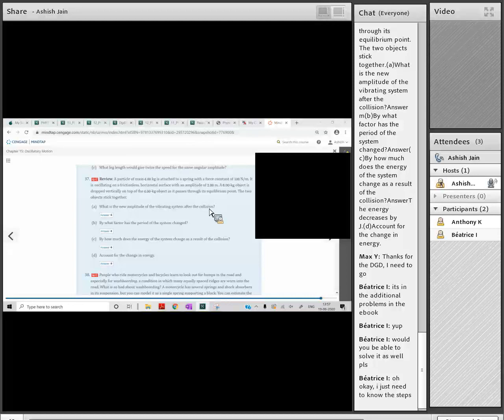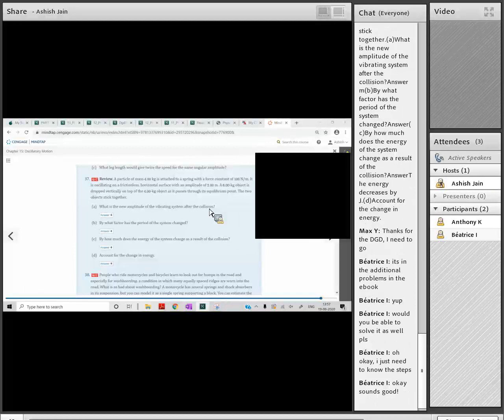Okay. So for the first part, what is the new amplitude of the vibrating system after the collision? Let's go on to the question first. I'll break it down. If you don't get it, you can still send me an email. My email is still logged in my cell phone. I can check your email, and if you have some problem, I can send you the solution. I will solve it and send you the solution. I'll tell you the steps here, if that's okay.